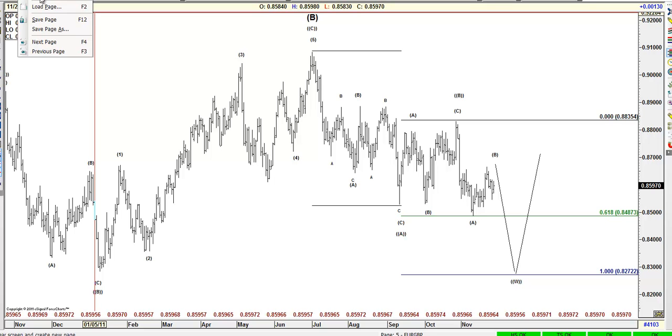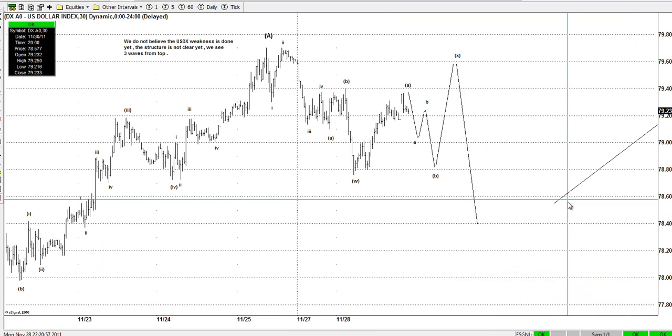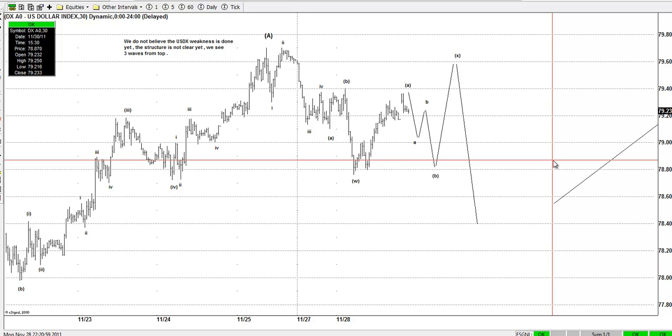Now, let's move on to the oil and the dollar and copper. All right? Let's move on there. Okay, this is the US dollar. When we did the count on the dollar, we did something on purpose here so you guys can understand where we're coming from. There is a debate here, as you guys can see.